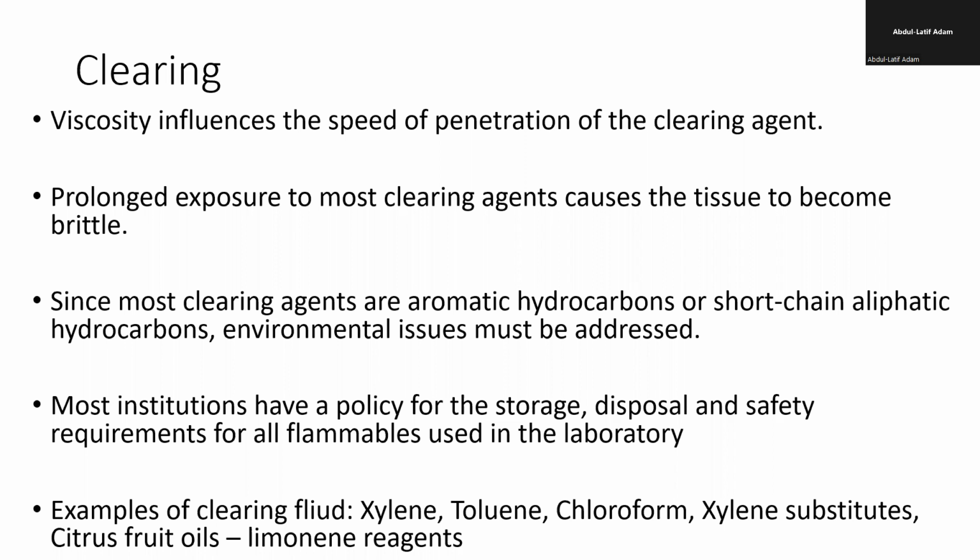So examples of clearing agents, the most common one that is being used is xylene. Some also use toluene, chloroform, and other xylene substitutes. Some also use oil as a clearing agent, but it all depends on what you are going to use the tissue for. If you are going to embed in paraffin wax, then you need xylene. If you are going to do aqueous embedding or frozen sections, then you need chloroform to do that. But if it is paraffin, then you need toluene or xylene derivatives.